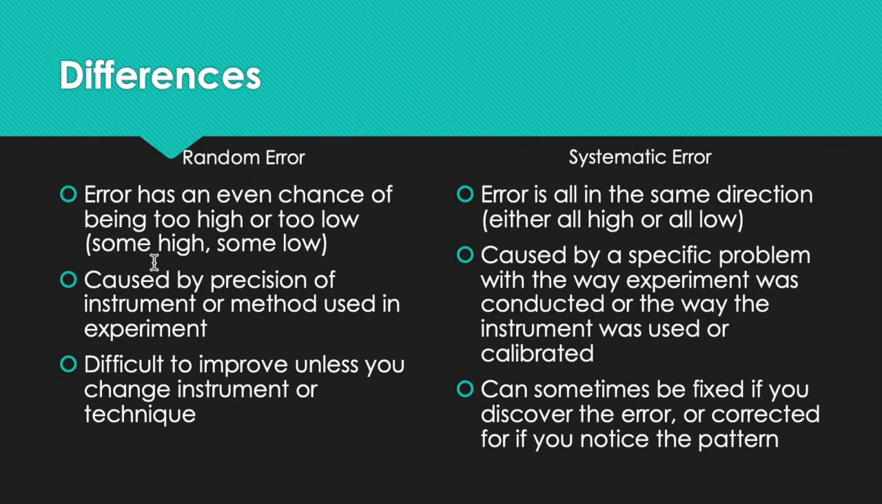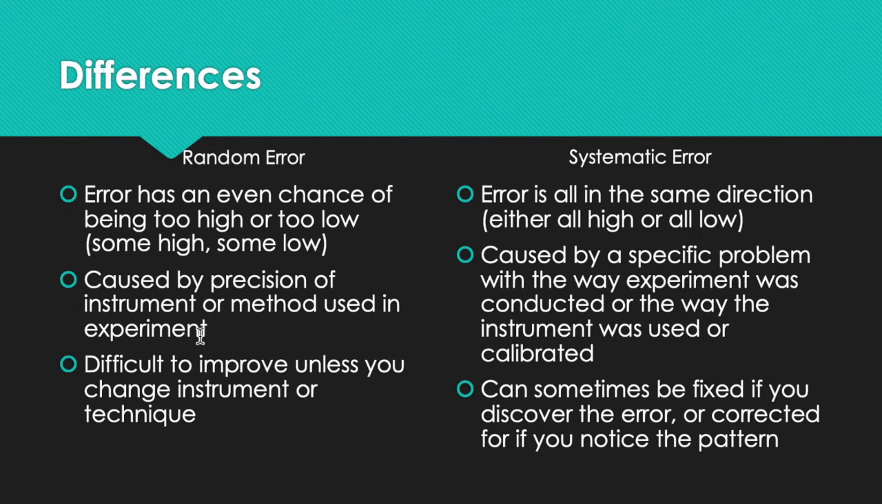For random error, it's just a variation, so you have an even chance of the measurement being too high or too low. So if you take the measurement several times, you should get some that are too high, some that are too low. But for systematic error, the error is all in the same direction. Either all of your values are too high, or all of your values are too low.